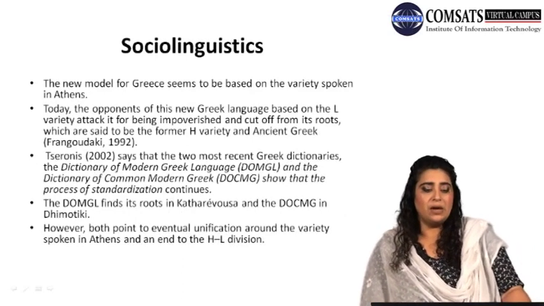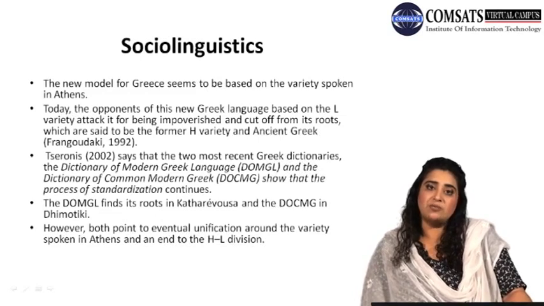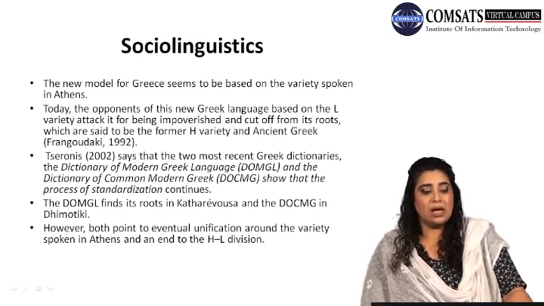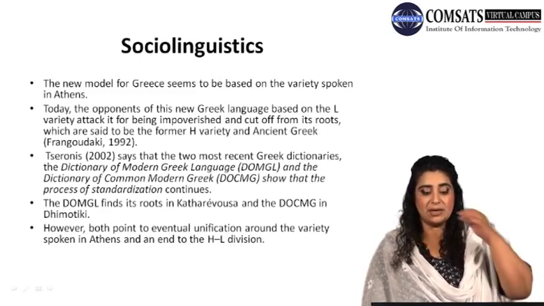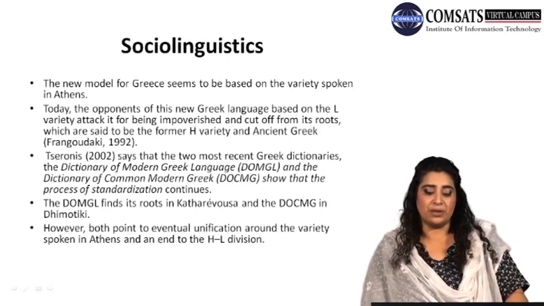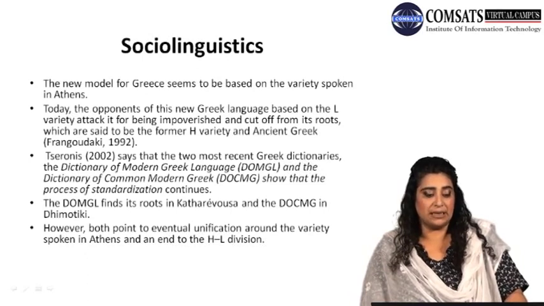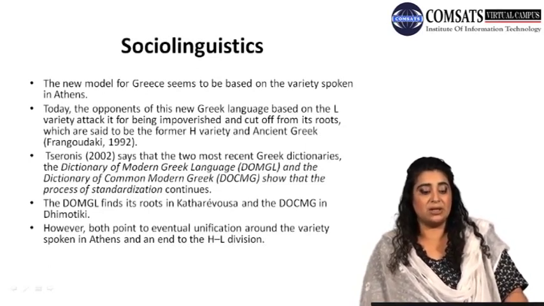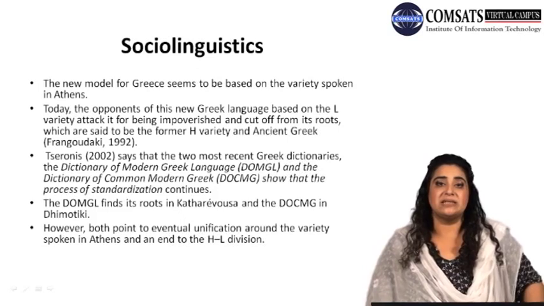The new model for Greece seems to be based on the variety spoken in Athens. Today, the opponents of this new Greek language, based on the L variety, attack it for being improvised and cut off from its roots, which are said to be the former H variety and ancient Greek, as Frangoudaki argued in 1992. Tzeronis in 2002 says that the two most recent Greek dictionaries, the Dictionary of Modern Greek Language and the Dictionary of Common Modern Greek, show that the process of standardization continues.